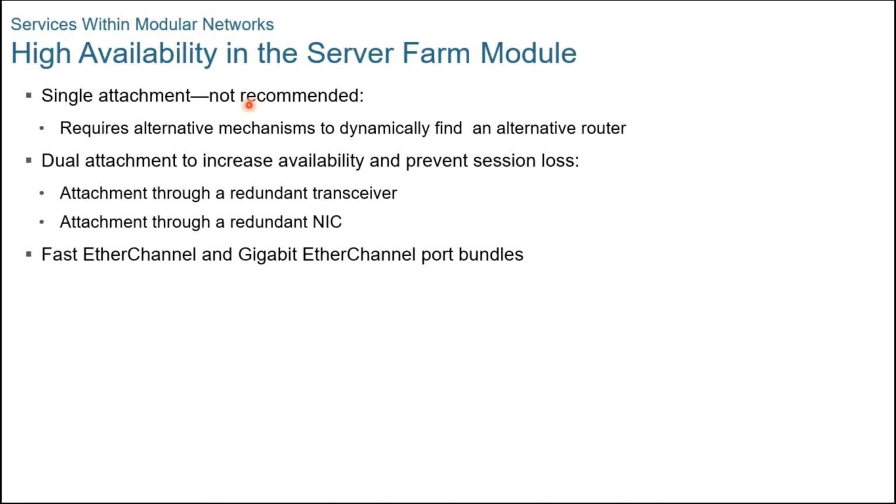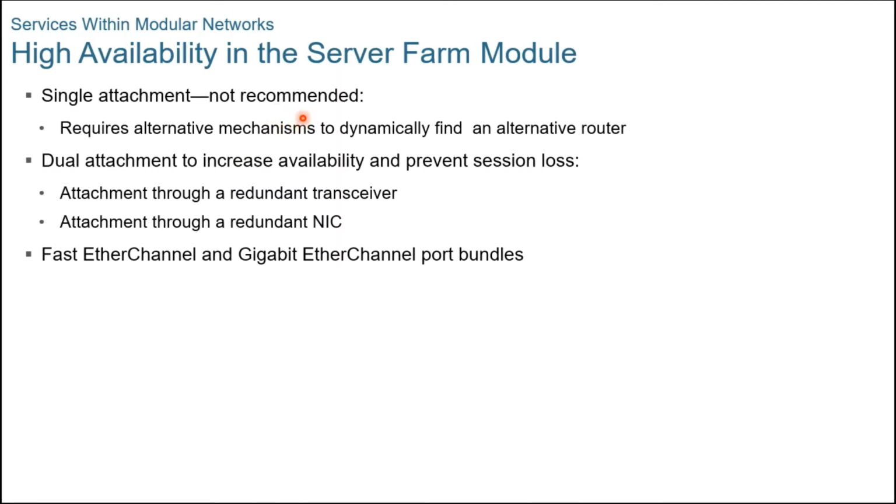Now, how about high availability in the server farm module? Improving the reliability of critical workstations and servers usually depends on the hardware and operating system software in use. Some common ways of connecting include the following. You could have the single attachment, which is not recommended. When a workstation or server has traffic to send to a station that is not local, it must know the address of the router on each network segment. If that router fails, the workstation or server needs a mechanism to discover an alternative router. If the workstation or server has a single attachment, it needs a layer 3 mechanism to dynamically find an alternative router. Therefore, the single attachment method is not recommended.